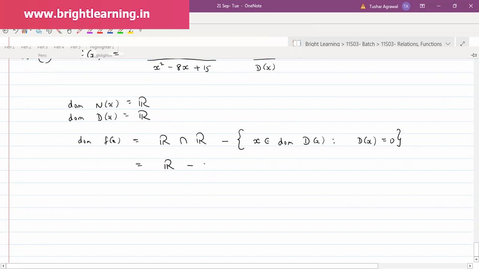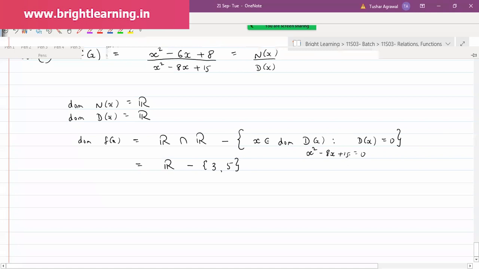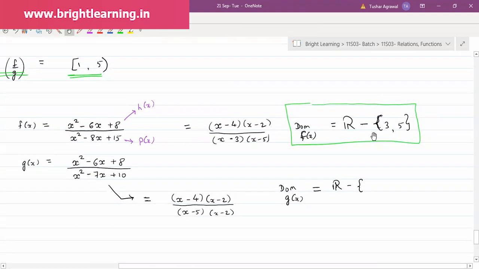So R minus 3 and 5. Now it is okay. The denominator becomes 0 at 3 and 5. x square minus 8x plus 15 equal to 0, where does it become 0? At 3 and 5. Yes or no? Yes, sir. So now here, the first function is R minus the points where this denominator becomes 0. Factorization I did, x minus 3, x minus 5. It becomes 0 at x equal to 3 or 5.